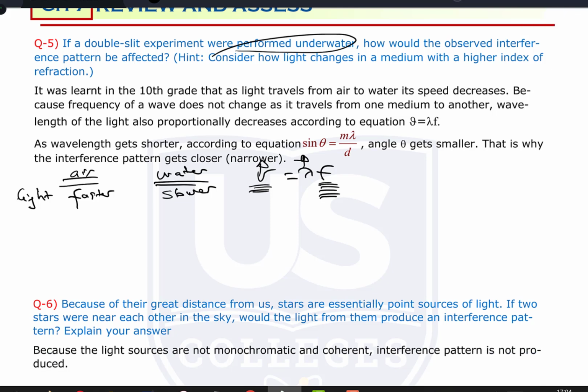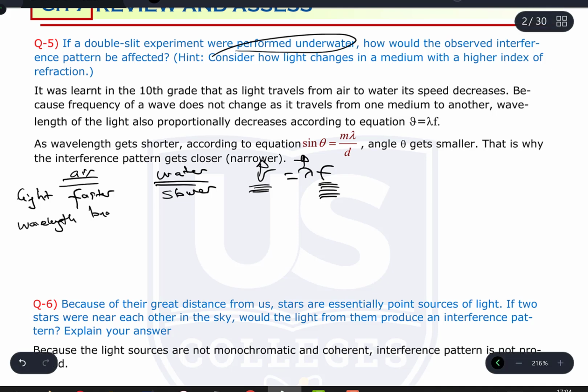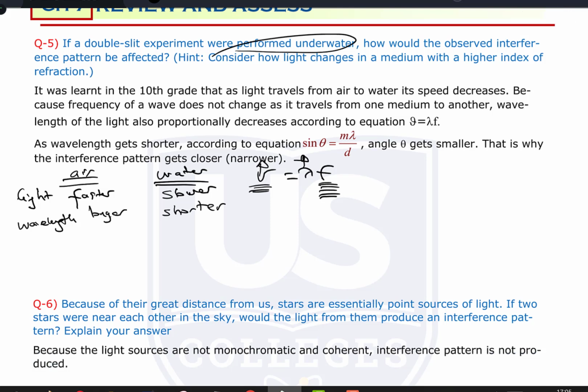Yani, when the light is traveling in air, the wavelength is going to be longer. But when this light enters the water, the wavelength gets shorter, because speed and wavelength are directly proportional as a wave or light passes from one medium to another. Then we will go on with this basic.